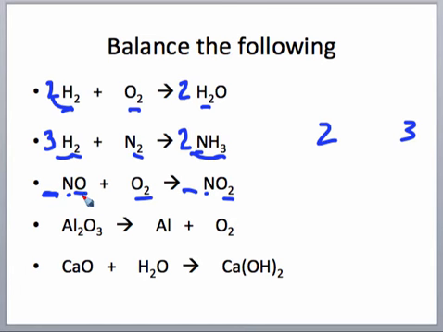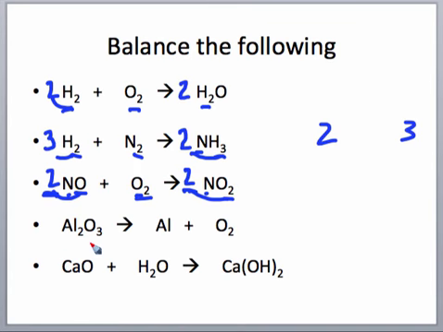One thing you might want to try before you start just randomly picking numbers is put a coefficient, the same number, in front of each of them, and see what that does. So we balanced our nitrogens, 2 and 2, but now we have 2 oxygens and 2 oxygens, which is 4, and then we have 4 oxygens over there. So that one balances easily by that technique.